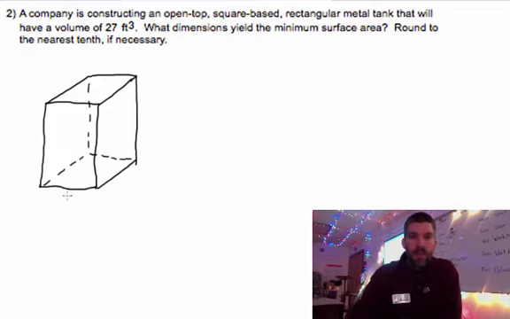Okay, I've got a square base, so I'm going to label that as x and x because they're both the exact same length, and they tell us we have a square base. I'm going to label my height y. So that gives me my two variables, x and y. And we want to find the dimensions that yield the minimum surface area.